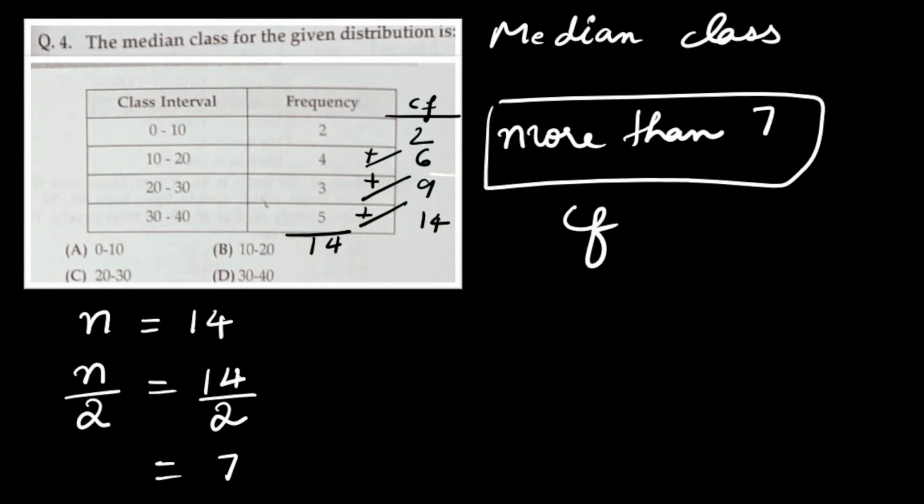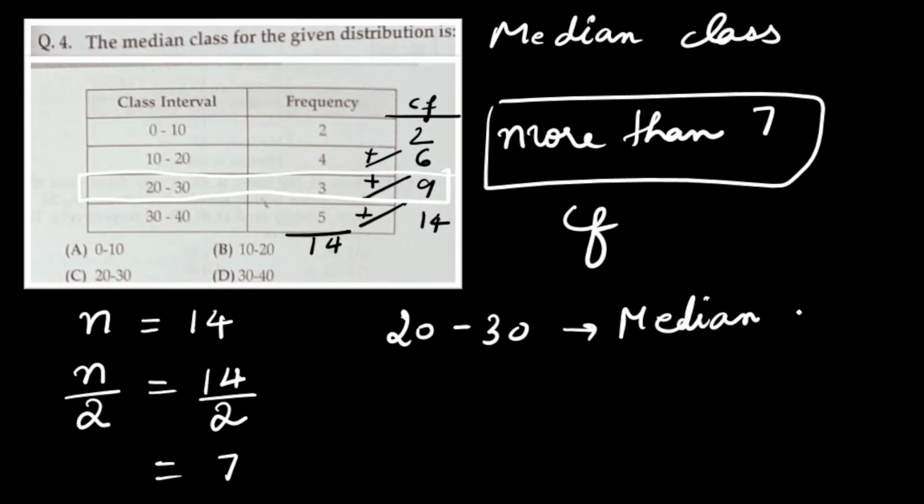Here more than 7 is 9. So in front of 9 you see which class interval is there. The class interval in front of 9 is 20 to 30. This interval is known as median class. I hope it's clear how to find median class. Many times this type of question has come in board exams, so you should know how to find median class. 20 to 30, option C is the correct answer.